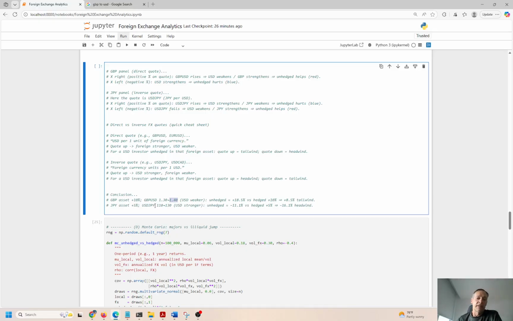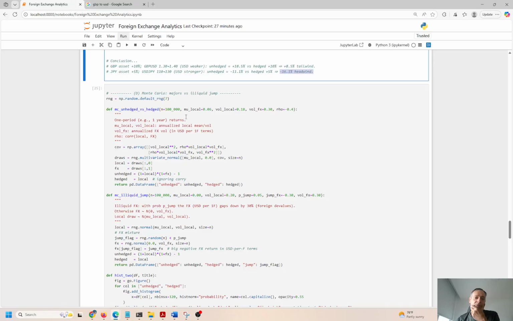If the Japanese yen goes from 110 to 130, that is depreciating in value. So the USD is getting stronger. The unhedged position goes from negative 11.1 to plus 5. You subtract the difference and you actually lose 16% because you have a headwind blowing against you. It's kind of pushing you back, right? So hopefully that makes sense.